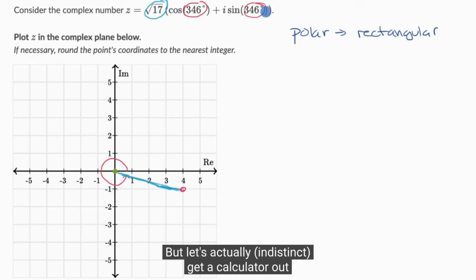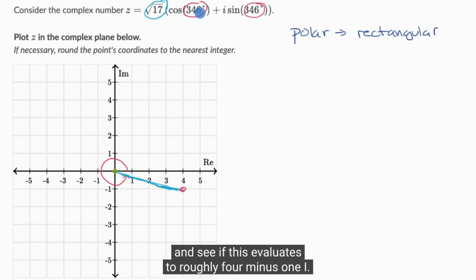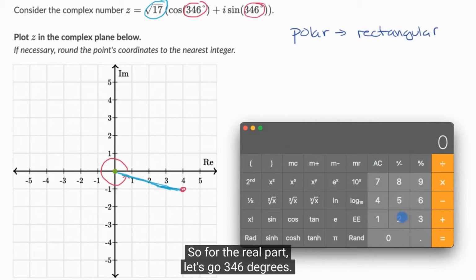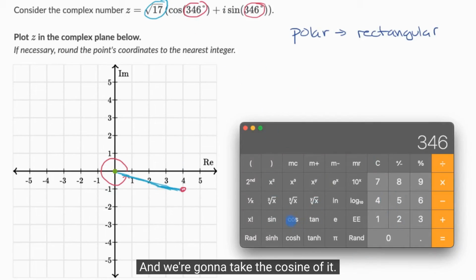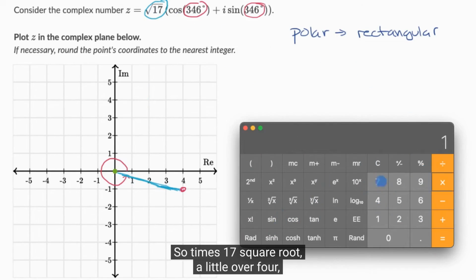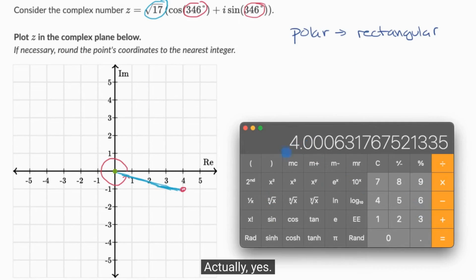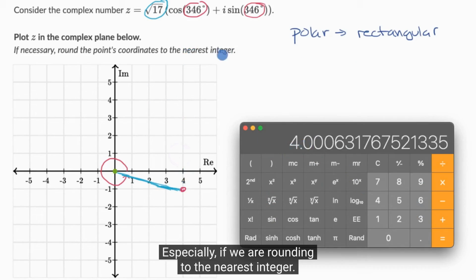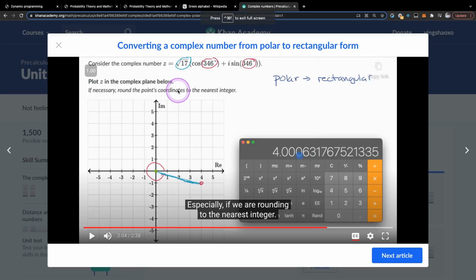But let's actually get a calculator out and see if this evaluates to roughly 4 minus 1i. So for the real part, let's go 346 degrees, and we're going to take the cosine of it, and then we're going to multiply that times the square root of 17, a little over 4, which is equal to that. Actually, yes, the real part does look almost exactly 4, especially if we are rounding to the nearest integer. Okay, so it seems like we do not have to do that much transformation.